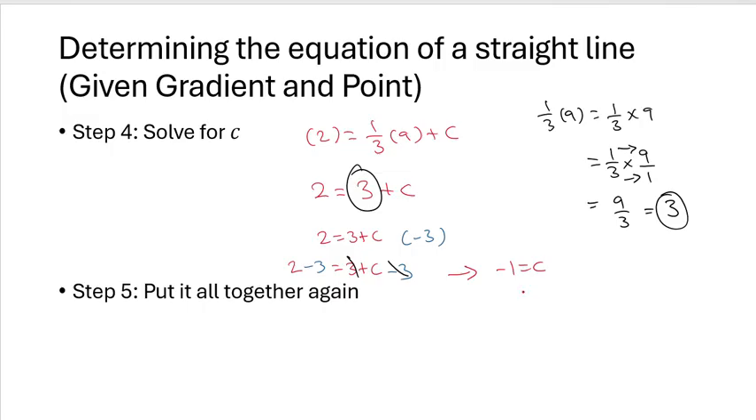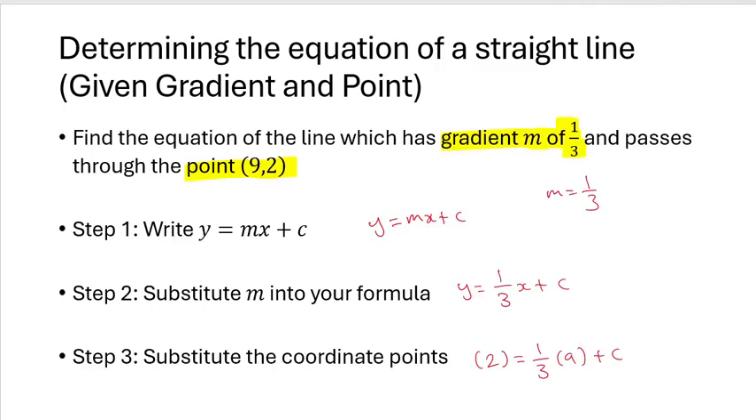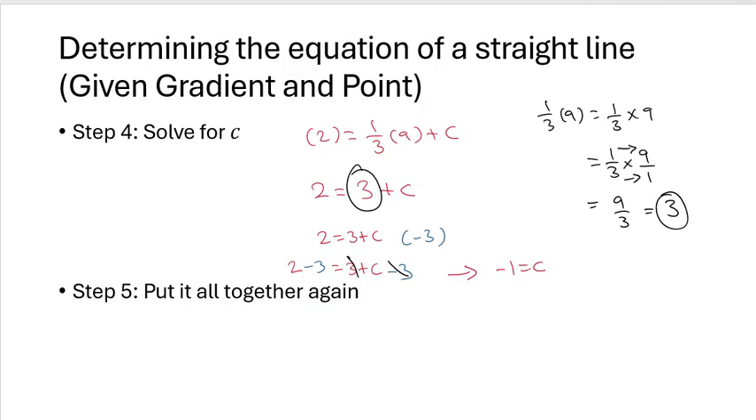So since I know what my c value is, and we're already given my m value, I can just substitute it into my equation. So 1 over 3 x minus 1. And that's my equation right there. That's the second method, okay?